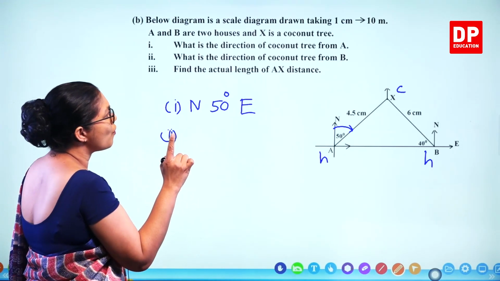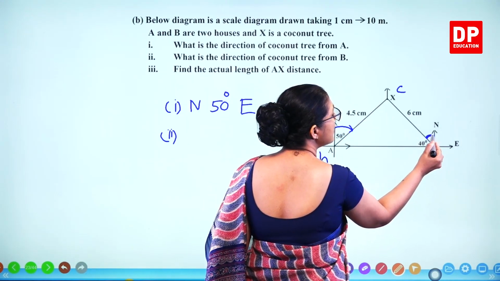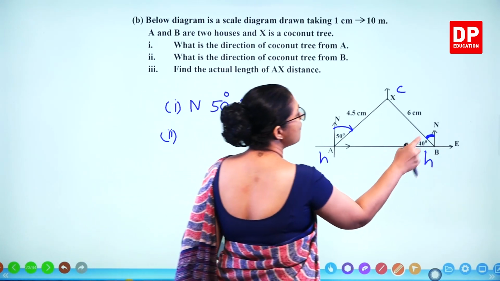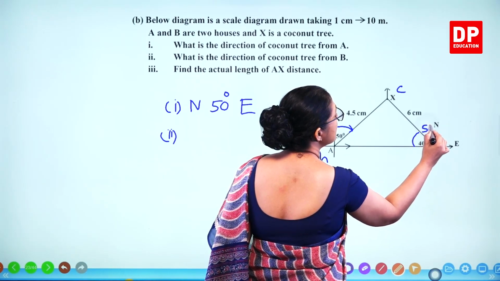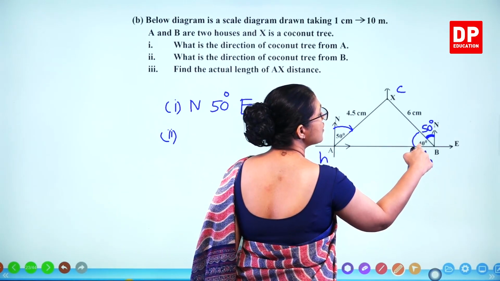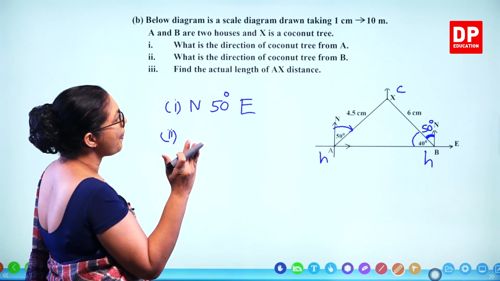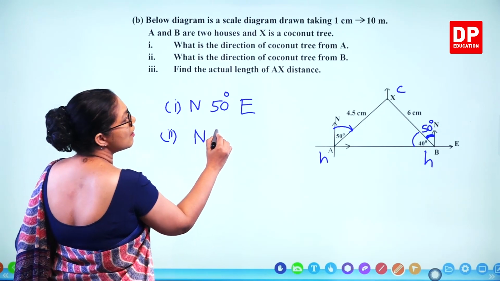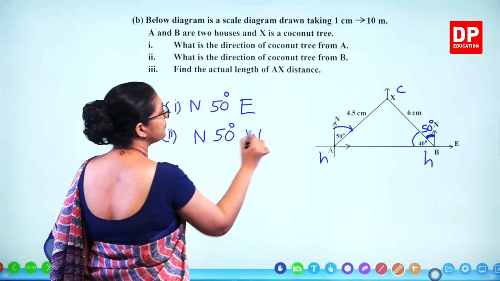What is the direction of coconut tree from B? So we can find out this angle. If this is 40, what is this angle? This is 50 degrees because 90 minus 40. So this is 50. So how can you write that angle? You can say north 50 degrees to west.